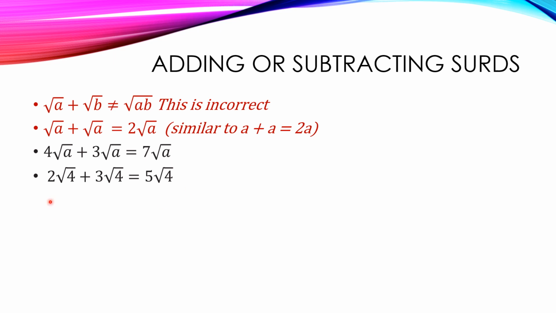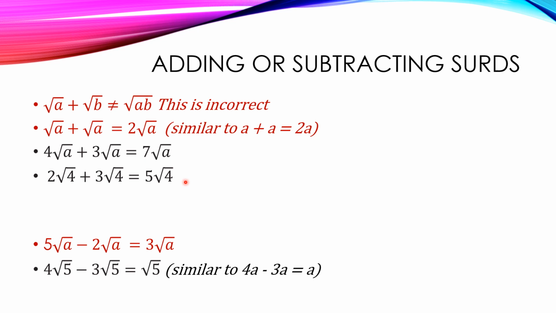So the next question here, you've got 4 square root of a plus 3 square root of a. So 4 plus 3 adds together to give you 7 square root of a. 2 square root of 4 plus 3 square root of 4. Again, 2 plus 3 adds together to give you 5 square root of 4.